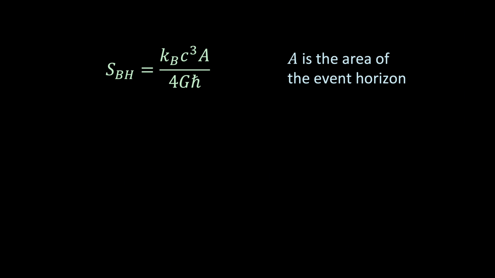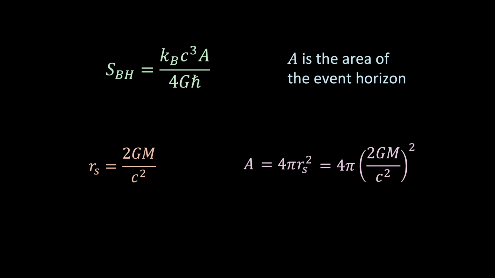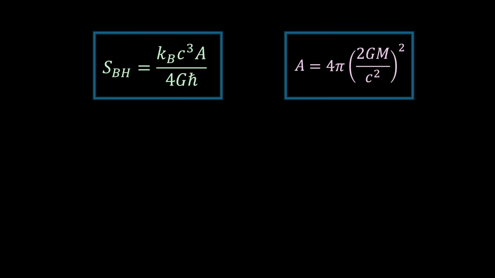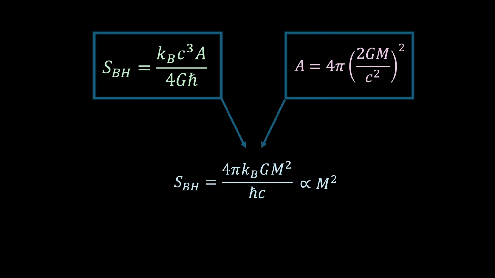To see just how monstrous they are, we can use the fact that for a non-rotating black hole, the Schwarzschild radius is given by the expression 2GM divided by c squared. This represents the radius of the region of the event horizon of the black hole. And so we can then derive an expression for the event horizon area, since the area of a sphere is given by 4 pi r squared. And if we sub in the expression for the Schwarzschild radius, we get the following result. And if you then combine this with the entropy equation, you find something remarkable. The entropy of a black hole scales with the square of its mass.